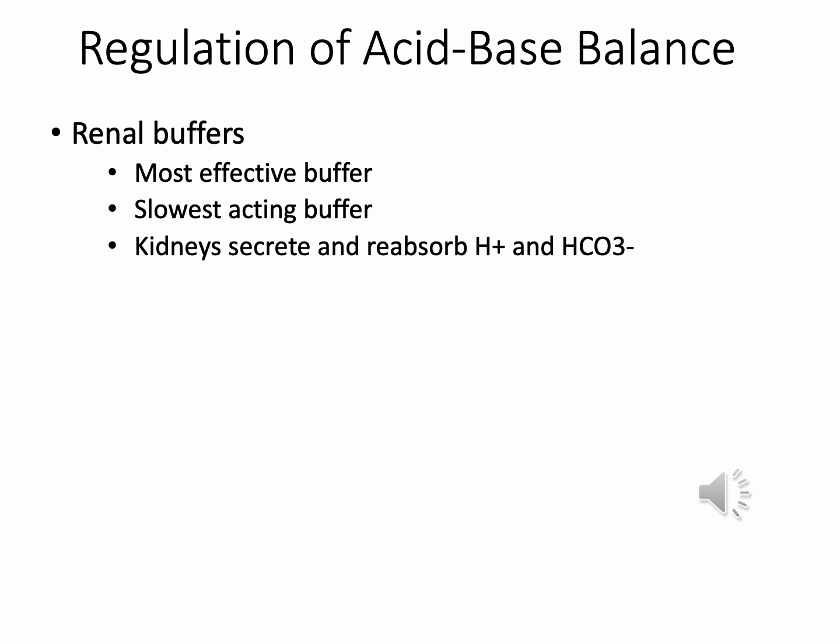The renal buffers are the most effective, yet the slowest acting buffering system, and buffer by regulating bicarbonate levels. If the body is in a state of alkalosis, then the kidney excretes bicarb and reabsorbs hydrogen ions. This results in urine becoming more alkaline, a drop in the blood bicarbonate levels, and a decrease in pH.